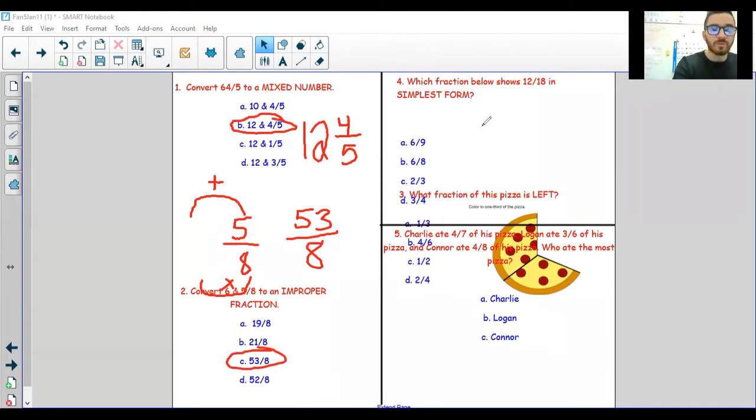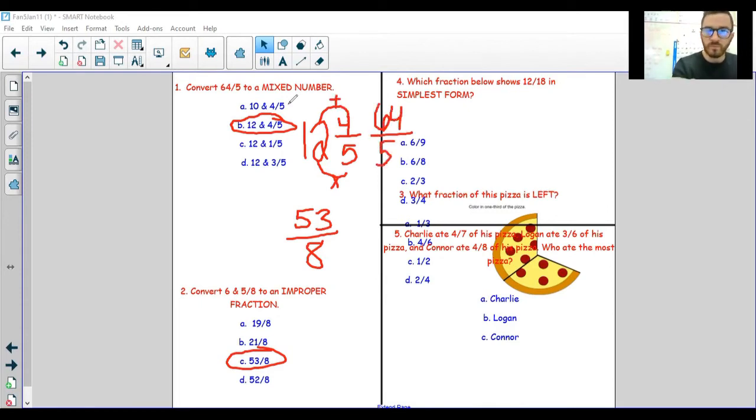But just to be absolutely sure I'm not doing anything wrong here, I can always change it back to what it was originally. I can take 12 and 4/5 and change it back to a mixed number. I know 5 times 12 gets me 60. 60 plus 4 gets me 64. Denominator doesn't change. I'm good there. And then with 53/8, I got to know my facts. I know 8 can go into 53 6 whole times because 8 times 6 gets me to 48. When I'm trying to get to 53, that leaves me a remainder of 5, and that denominator doesn't change.